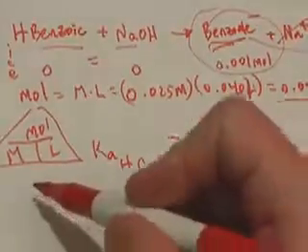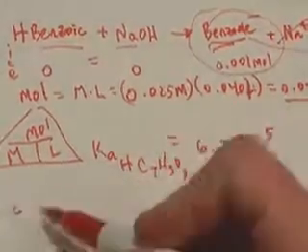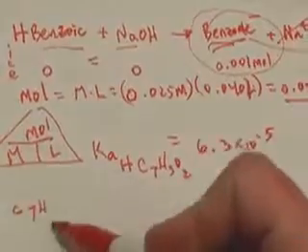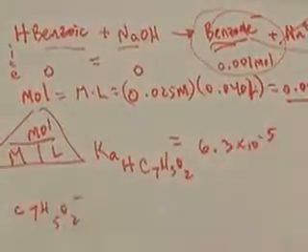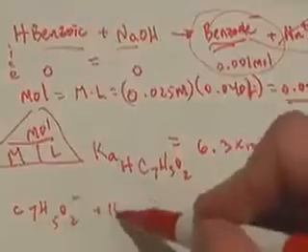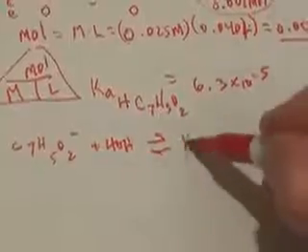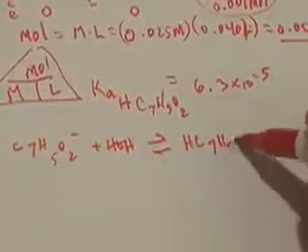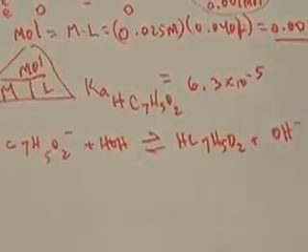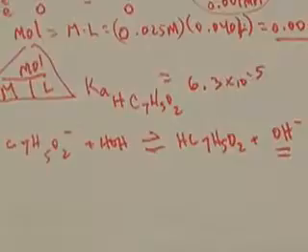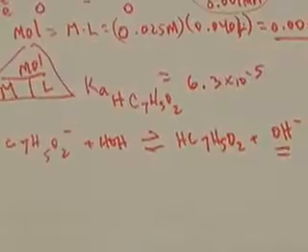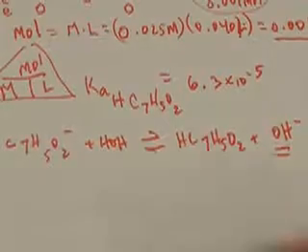So I can write my equation now saying C7H5O2 minus, the benzoate ion, reacts with water, and it's going to act basic. Remember, it's a conjugate base, so it's a weak base. And I'll make some HC7H5O2 plus some OH minus. My goal, of course, is to find out what is the concentration after I ice table it of this OH minus, because that'll help me find the pOH and therefore the pH of the solution at the equivalence point.